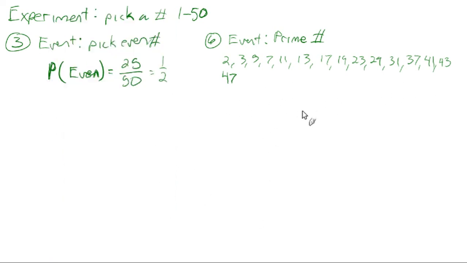So we do have all the prime numbers here. We have 1, 2, 3, 4, 5, 6, 7, 8, 9, and 11, 12, 15 out of 50, or 3 out of 10. Okay, let's see. Yes, we agree with the book.